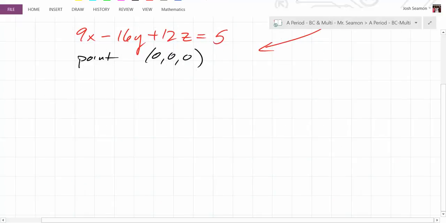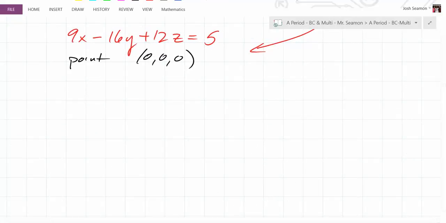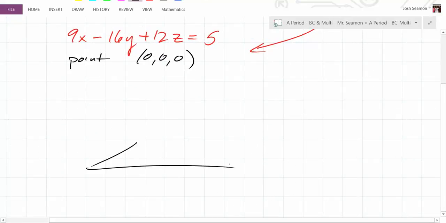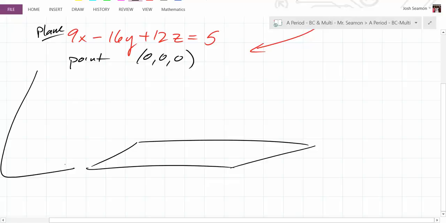So let me just draw you a general representation of what's going on. You have a plane, right? There's your plane. We'll call it the plane. And then you have a point in space right here. And when they say the distance from a point to the plane, they mean the shortest distance. We're okay with that? Okay. So that means it's going to form a 90-degree angle with that plane. So this point, let's call it point P, and it's 0, 0, 0.